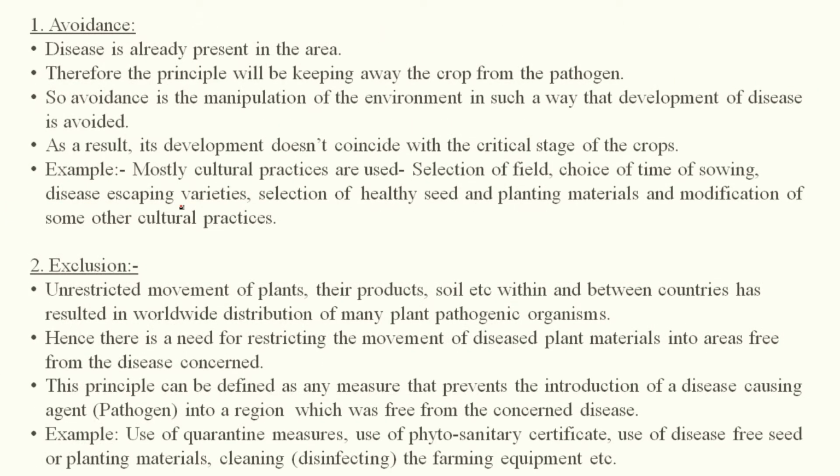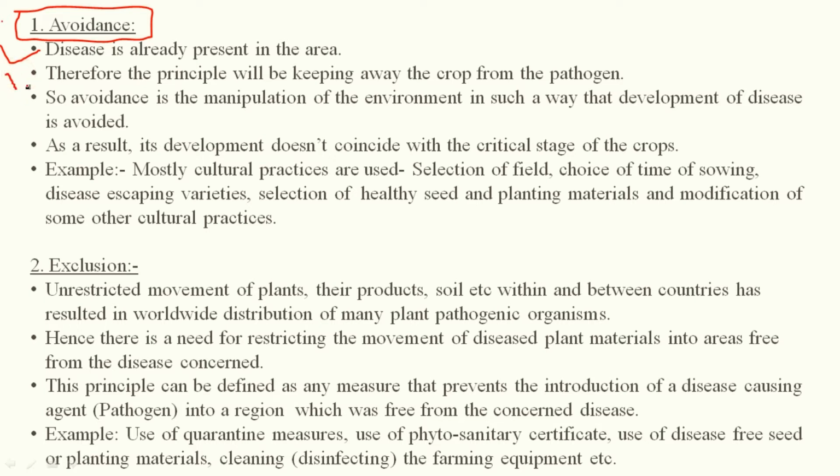So the first one is avoidance. What is avoidance? It is the first principle of pest management. Try to understand properly what will happen here. The first point is that the disease is already there in that particular area. Suppose this is an area, and in this area the disease is already there.